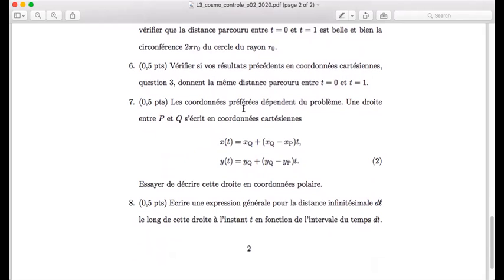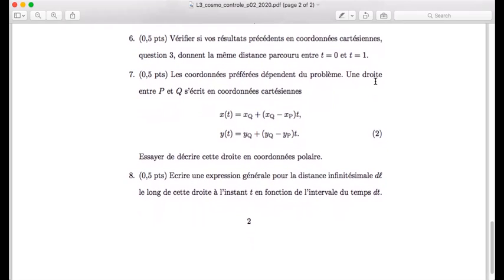The coordinates. The best coordinates for a problem depend, of course, on the problem. So if we had, for instance, a straight line between the points P and Q, you could write them in Cartesian coordinates in this way, right? I think we saw that in the math class. You can always parameterize a straight line in Cartesian coordinates in this way between, in general, two arbitrary points P and Q in the Euclidean plane.